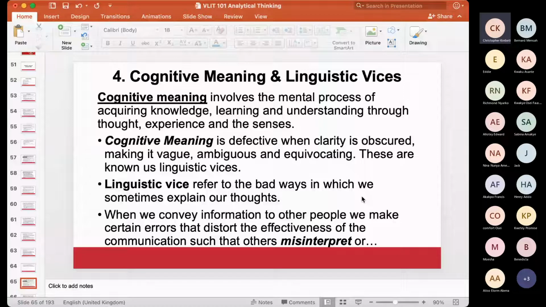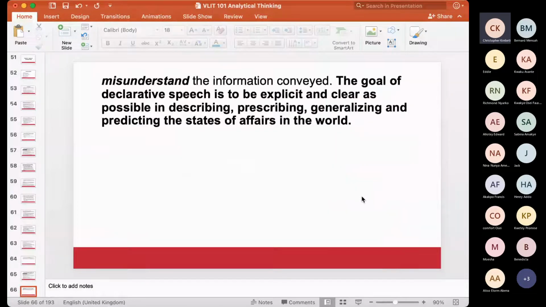When we convey information to other people, we make certain errors that distort the effectiveness of the communication, such that the people we have communicated to misinterpret or misunderstand the information we have conveyed to them. So you say something, and the person who receives the information lacks understanding or misinterprets it. You mean to say one thing, but how the person understands it differs from what you have said. Then we are talking about what? That's a linguistic vice.